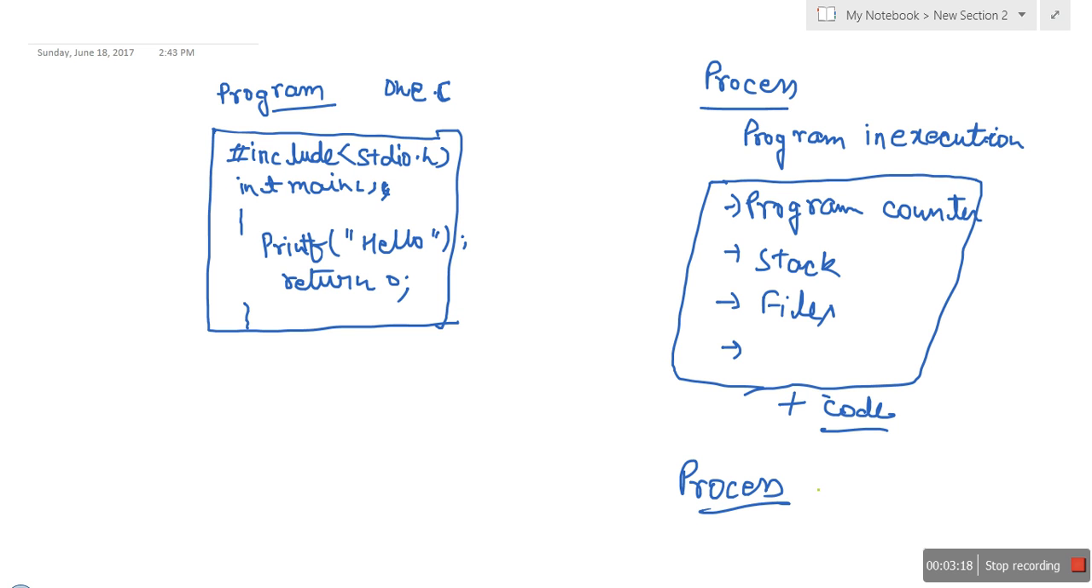So this is the difference between program and process. A program we can say is a passive thing, but a process is an active thing. When a program is executed, there is a number of pieces of information that have to be stored, like program counter, stack, files, and a lot of other information. Those information plus your code which is loaded in memory, all this together is known as a process.